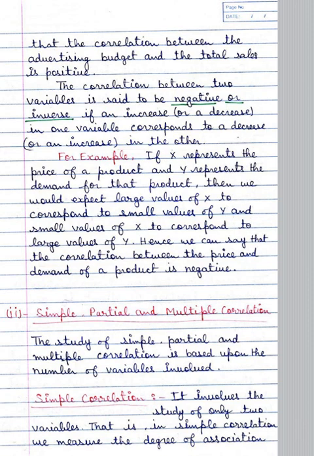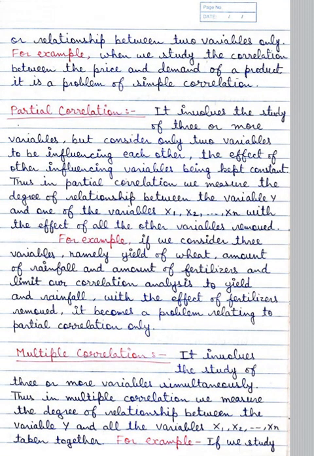Now come to simple, partial and multiple correlation. The study of simple, partial and multiple correlation is based upon the number of variables involved. Simple correlation involves the study of only two variables. That is, in simple correlation, we measure the degree of association or relationship between two variables only. For example, when we study the correlation between the price and demand of a product, it is a problem of simple correlation. That means in simple correlation, we study only two variables.